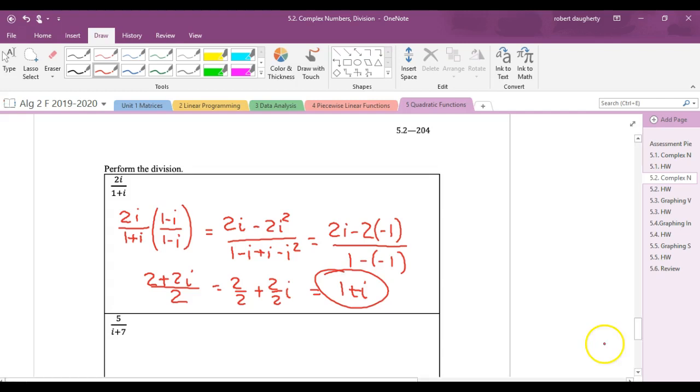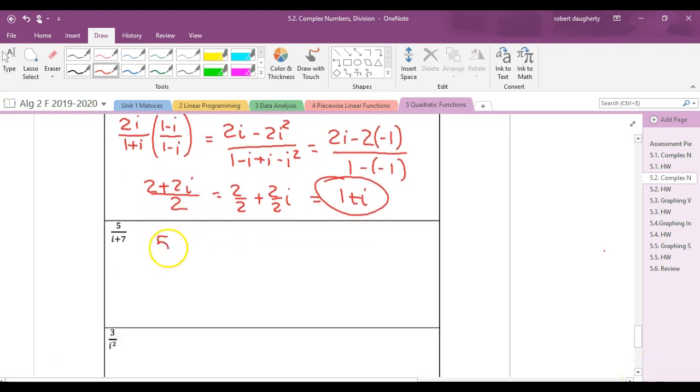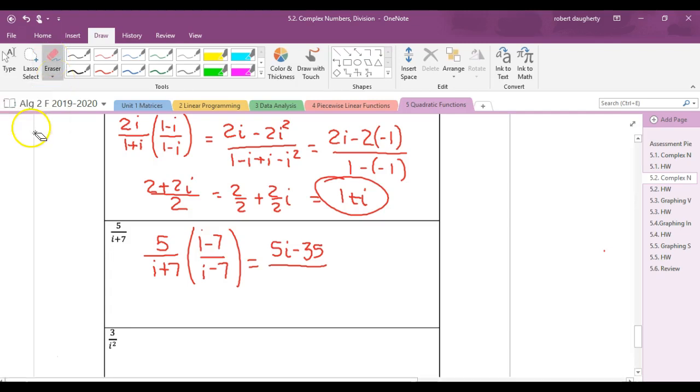Okay, the next one: 5 over i plus 7. So this is going to be 5 over i plus 7 multiplied by what? Yeah, i minus 7 over i minus 7. On the top, I get what? 5i minus 35. On the bottom, oh wait, guys, you let me make a mistake. What was my mistake there? I did i plus 7, I did i minus 7. Is that the complex conjugate? No, it is not. So I need to turn off autopilot.